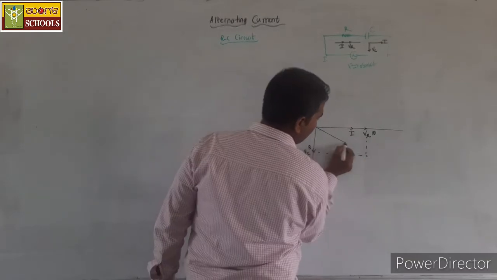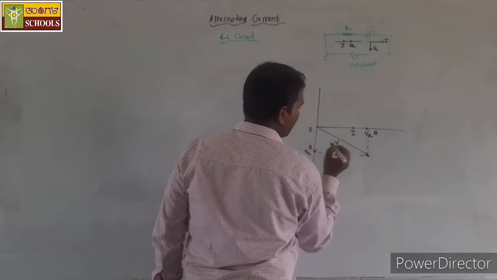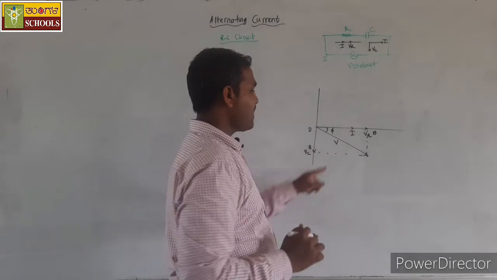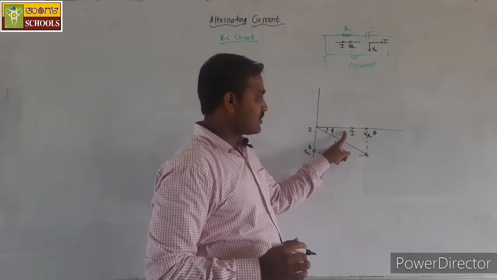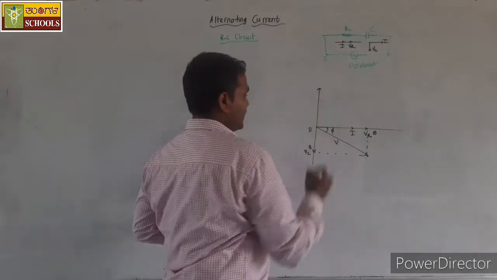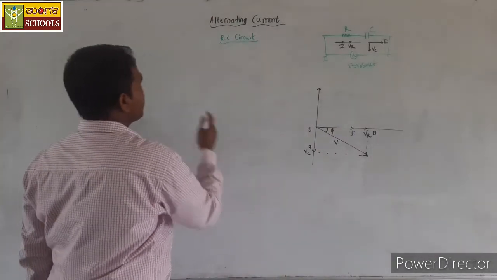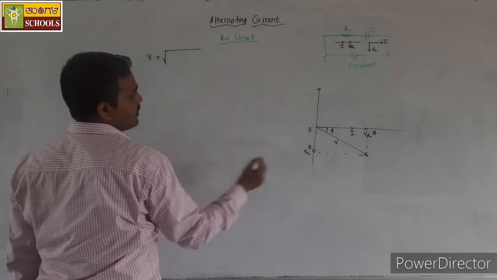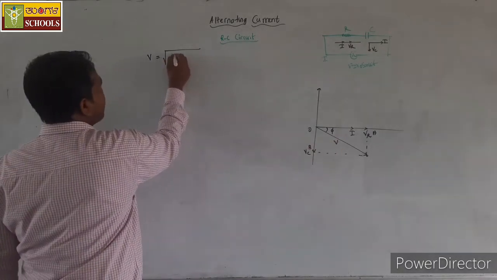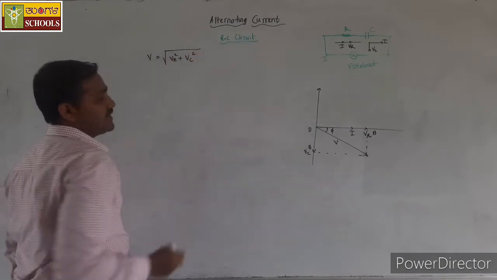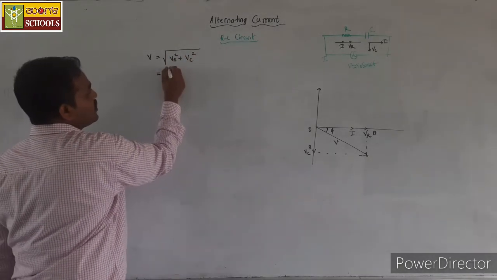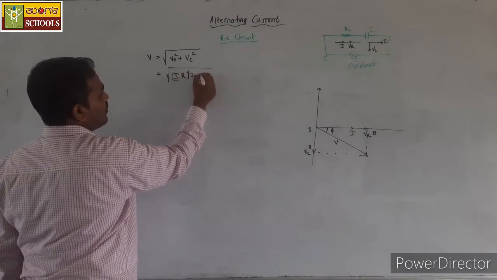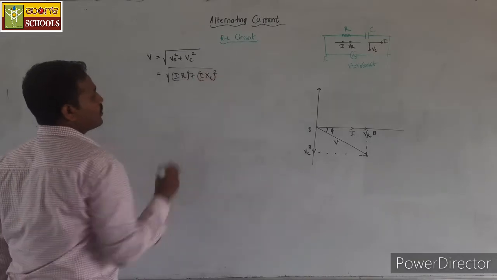The diagonal of this parallelogram will give me the resultant voltage V, and let phi be the phase angle between the resultant voltage and the current through the circuit. Then let us write the equation for the resultant voltage. Resultant voltage is equal to what? Square root of VR square plus Vc square, which is equal to square root of (I into R) whole square plus (I into Xc) whole square.